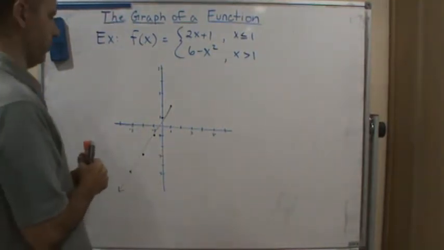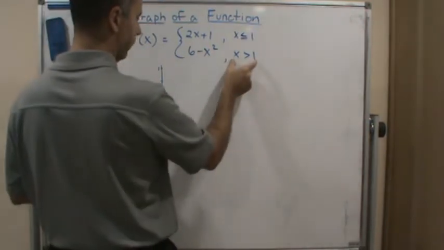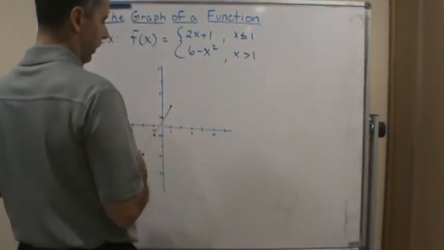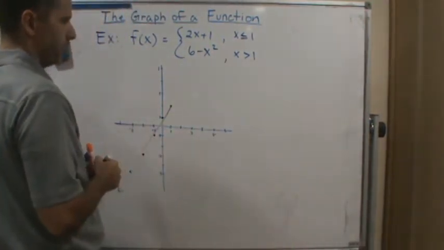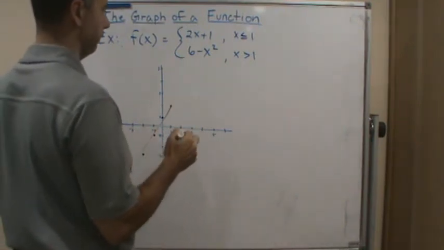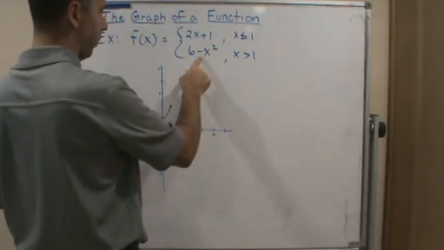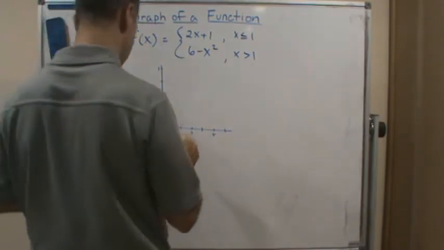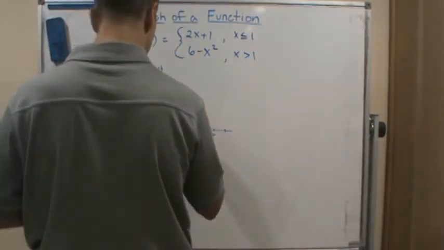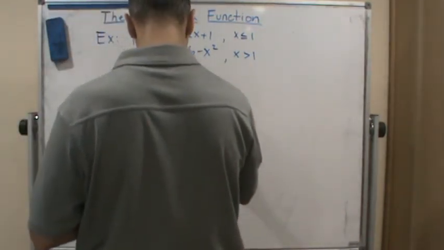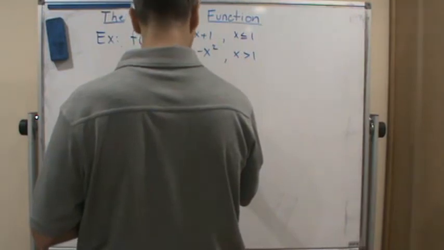Now, what about for greater than 1? Well, for greater than 1, let's do 2. If I plug in 2, I get 4. 6 minus 4 is 2. So if x equals 2, I get 2. Right?